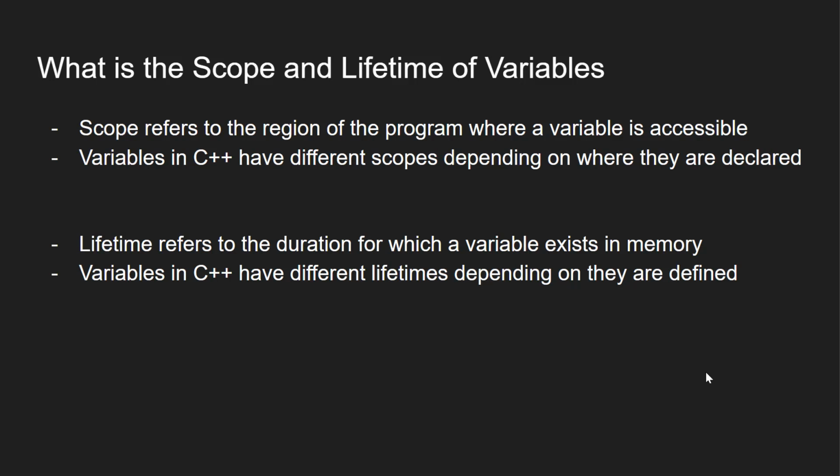And we're going to go into the different types of variable declarations that we can utilize in our C++ programs. When we declare these variables, we also have to take into account the lifetime of these variables that are being utilized, because the lifetime refers to the duration for which a variable exists in memory. And these variables have different lifetimes depending on how they are defined in our programs.